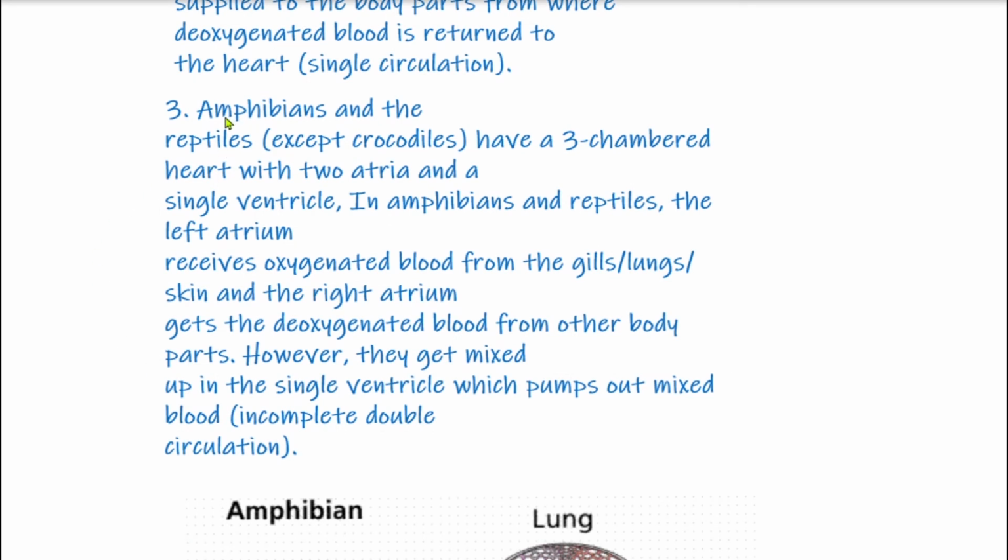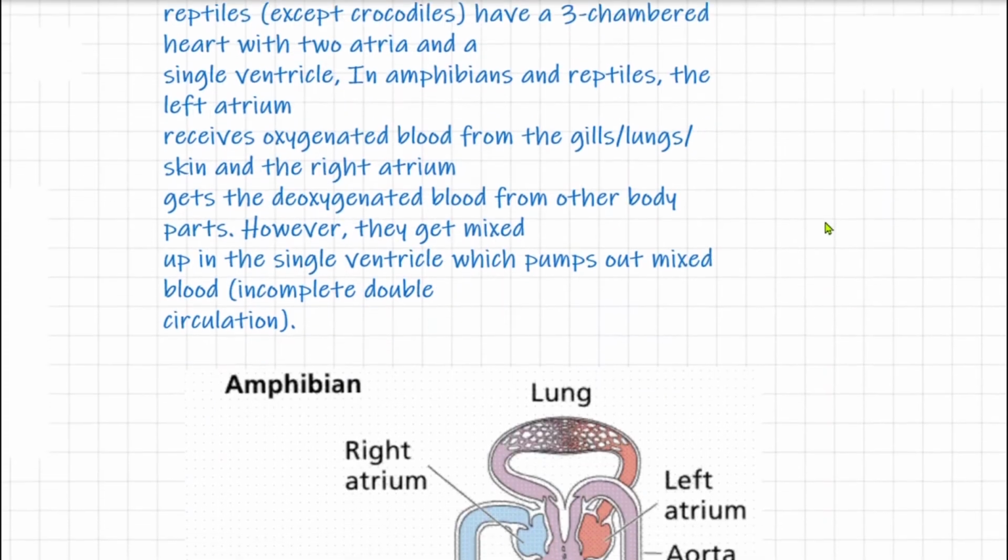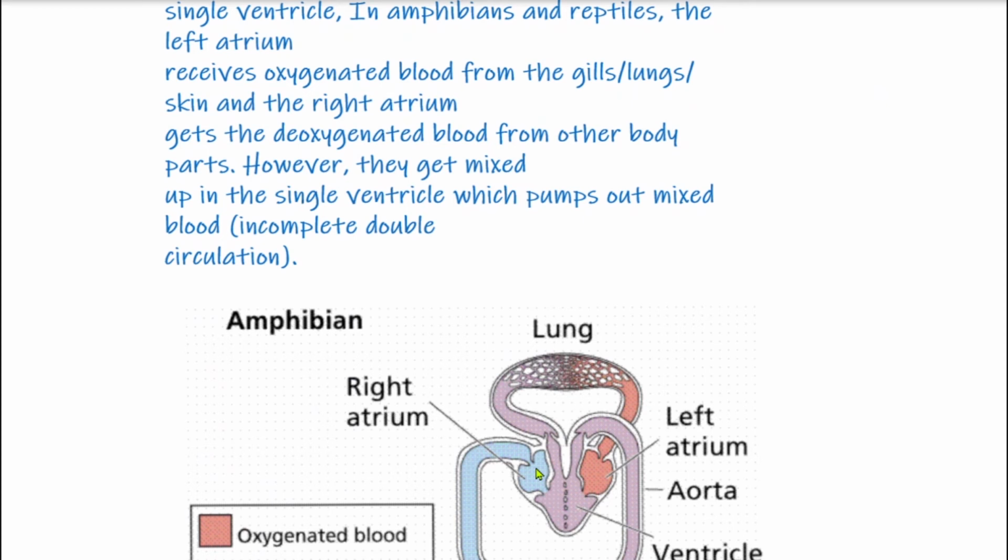Now students, amphibians like frog and reptiles, except crocodiles, like lizard and snake, have a three-chambered heart with two atria and a single ventricle. They have the right atrium, the left atrium and a single ventricle.